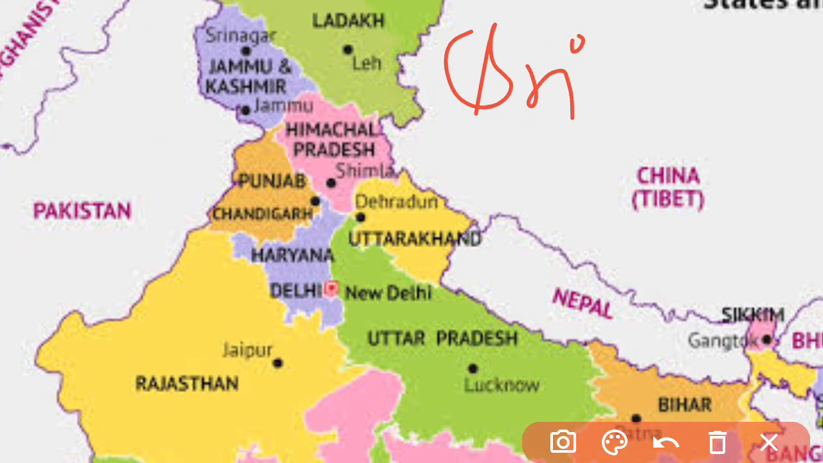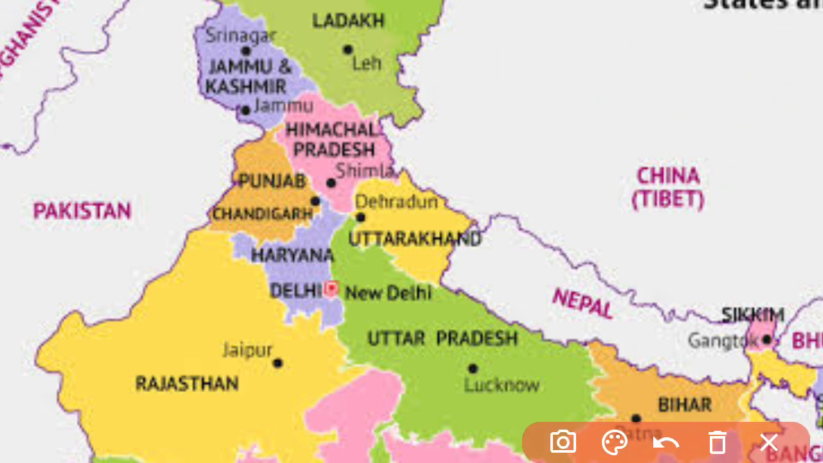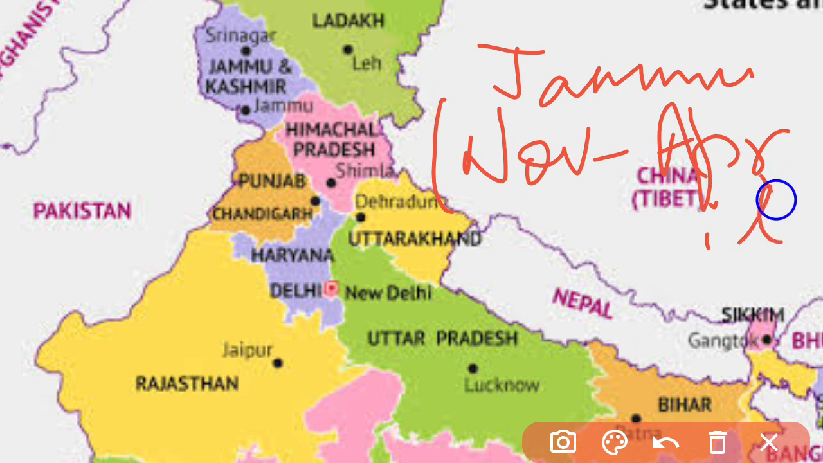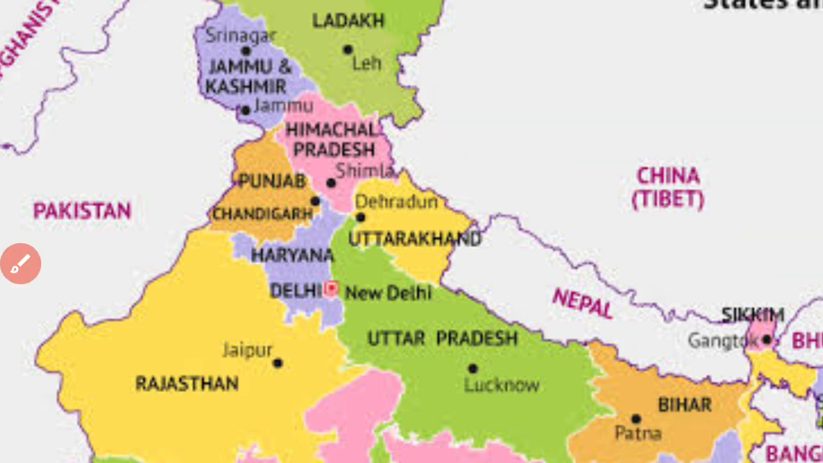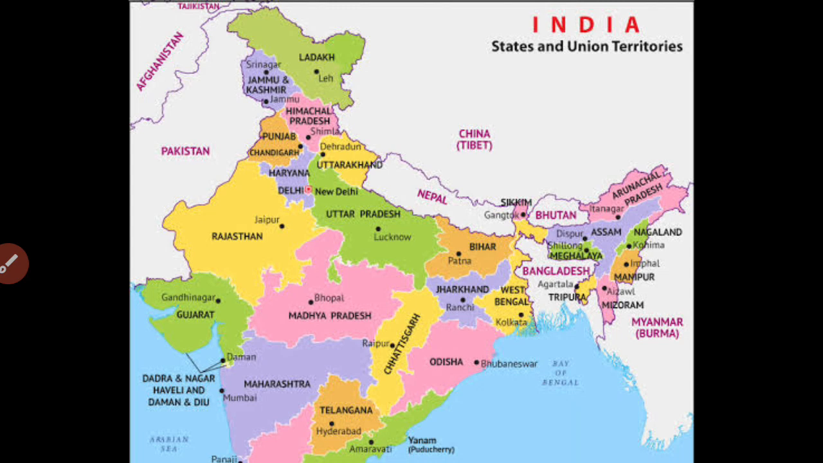From May to October, its capital is Srinagar. That is the summer capital of Jammu and Kashmir. But the winter capital of Jammu and Kashmir is Jammu, and it is from November to April. In the time period of November to April, the capital of Jammu and Kashmir is Jammu. So these are the 7 union territories which you have to locate in this political map of India.